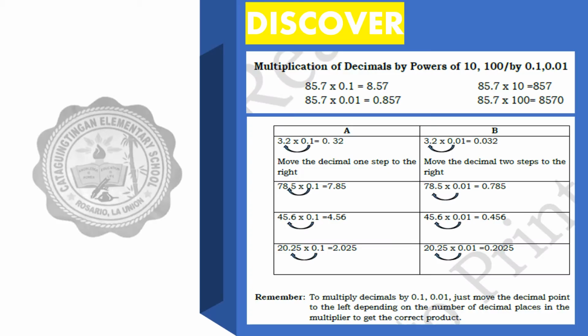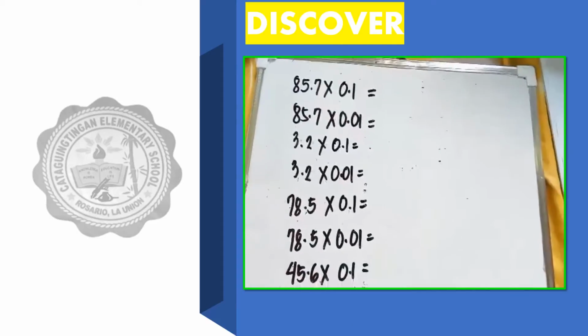Now, we are in multiplication of decimals by powers of 10, 100 by 0.1 and 0.01. Always remember that to multiply a decimal by 0.1 and 0.01, just move the decimal point to the left, depending on the number of decimal places in the multiplier to get the correct product. So, I will show you how. So, watch the video. It says move to the left.